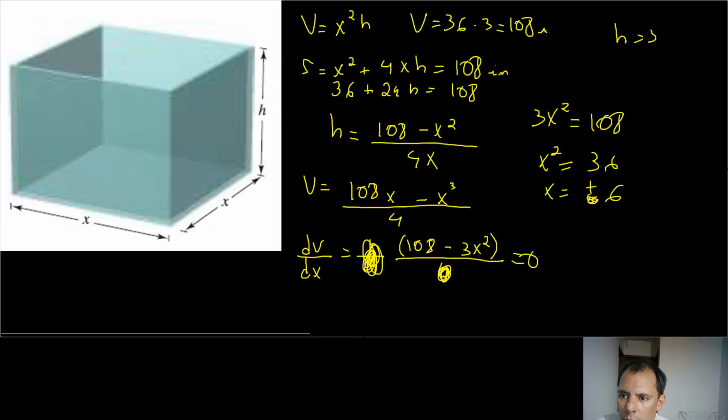108 cubic inches. Okay, because everything is in inches, so the volume is going to be that. So that's the maximum volume. You're going to have a square base box, where the surface area and the volume are the same. The surface area is 108 square inches. I'm sorry, I forgot to put the square inches here. And the volume is going to be 108 cubic inches. If I'm not making any mistakes.